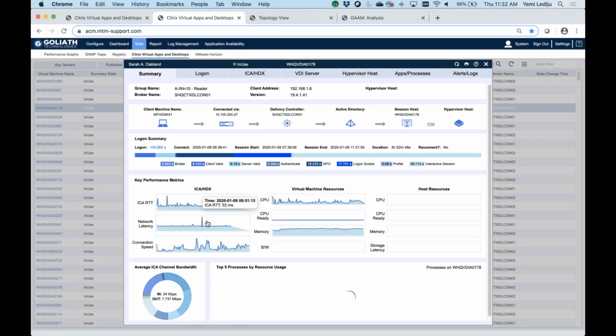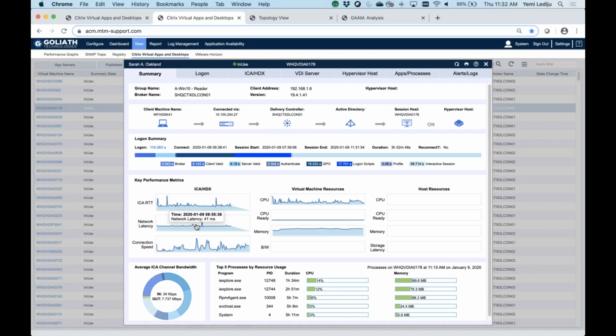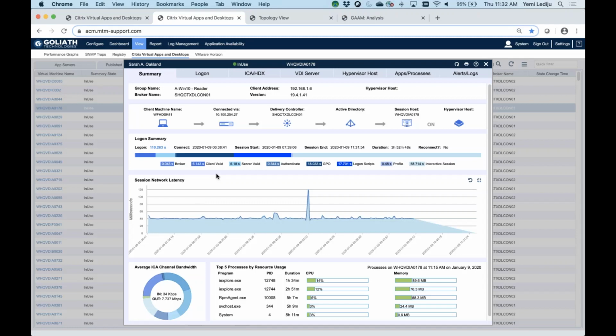Taking it a little bit further, they were able to look at network latency. This metric is very unique to the Goliath platform. This is real-time network latency. It's not the typical ICMP or ping-based network latency that can be deprioritized or something like that. This is network latency that we're extracting directly from the ICA protocol, showing you exactly how much the network or network performance is impacting this particular user session. And what they were able to see is that when ICA round trip time went high, network latency also went high.